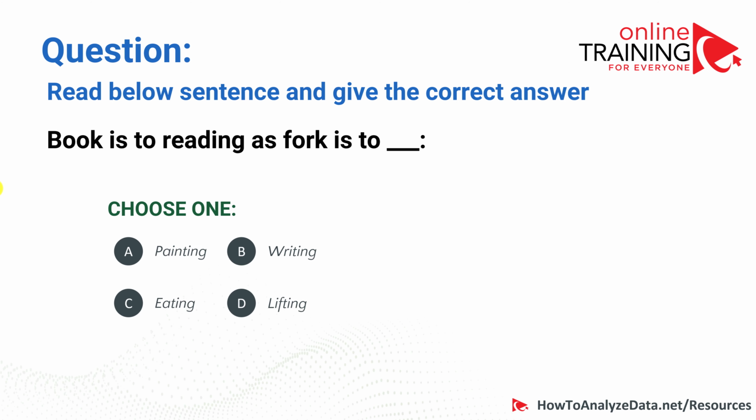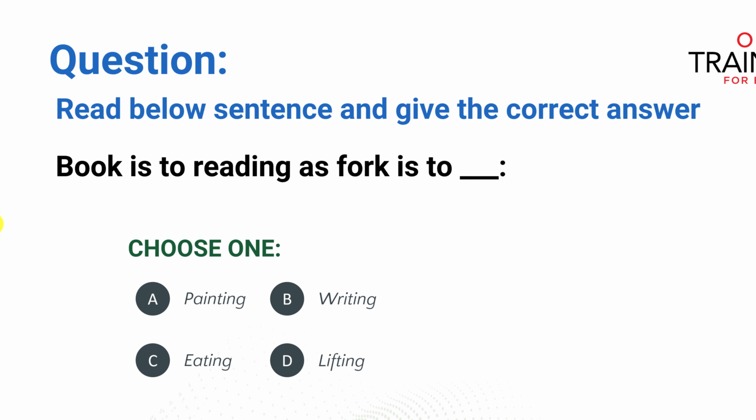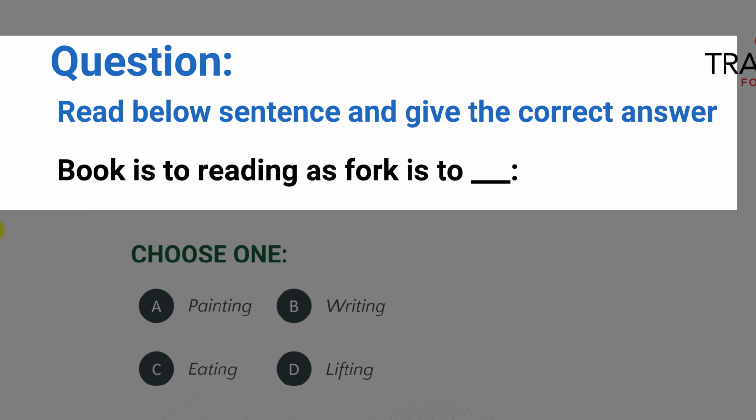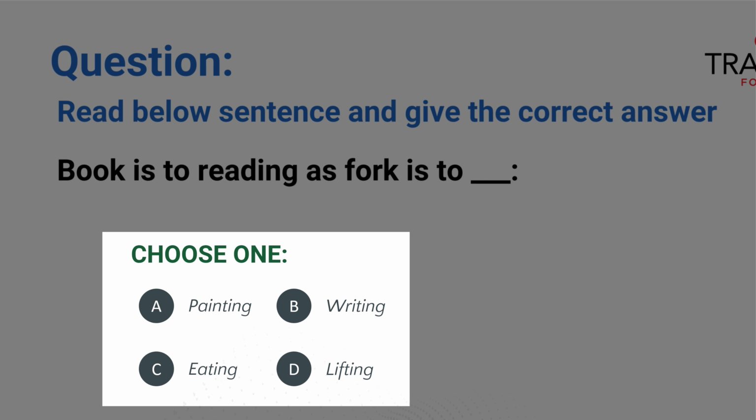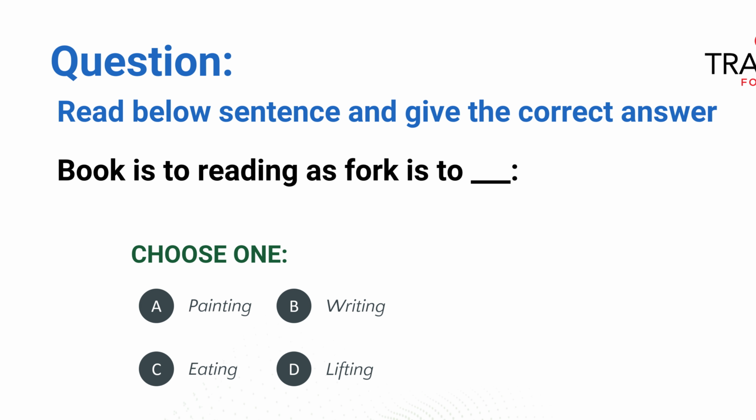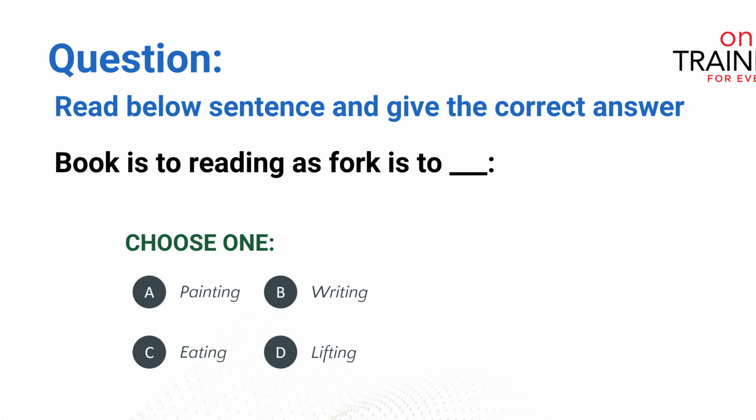Now let's look at the reasoning question where you need to complete the sentence. Read the below sentence and give the correct answer. Book is to reading as fork is to, and then you need to pick one of the four choices: painting, writing, eating, and lifting. So what do you think is the right choice? I think it's pretty obvious here. But let's look at the right answer.